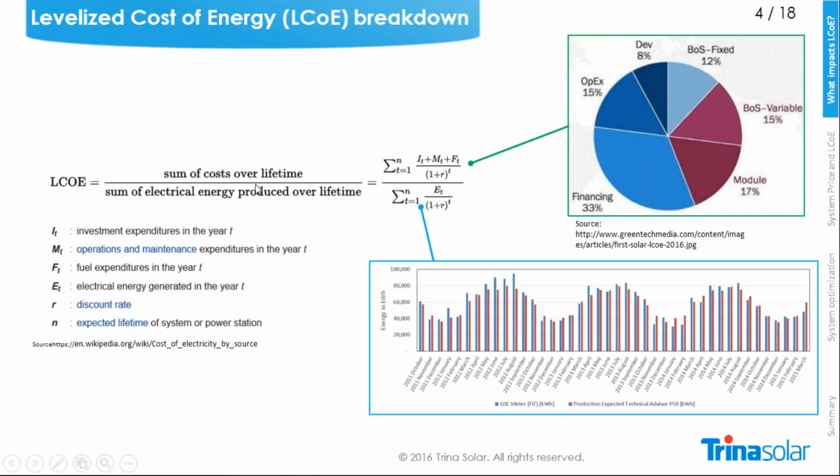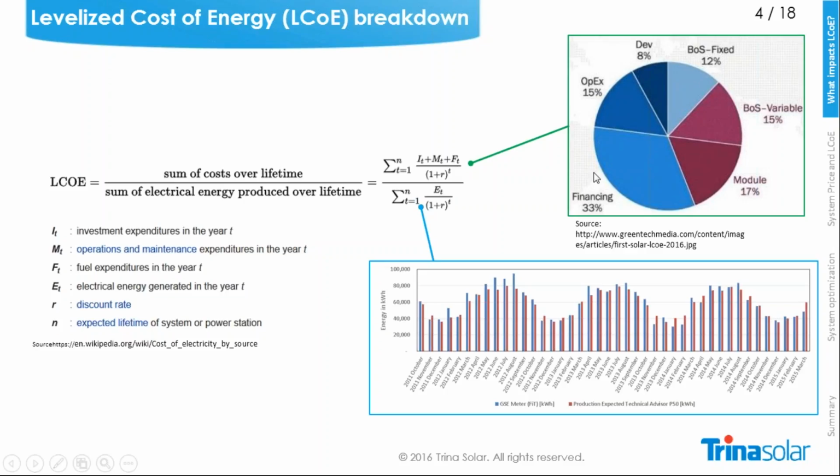First of all, what is LCOE? LCOE is the sum of the costs during the whole lifetime: the capex cost and the operation and maintenance cost. You can see a breakdown here. We have the system cost, the capex, which is split into the fixed BOS cost and the variable BOS cost, for example substructure and cabling, then the module.